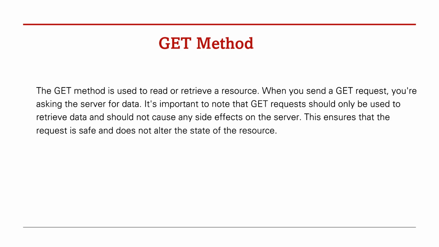The GET method is used to read or retrieve a resource. When you send a GET request, you're asking the server for data. It's important to note that GET requests should only be used to retrieve data and should not cause any side effects on the server. This ensures that the request is safe and does not alter the state of the resource.